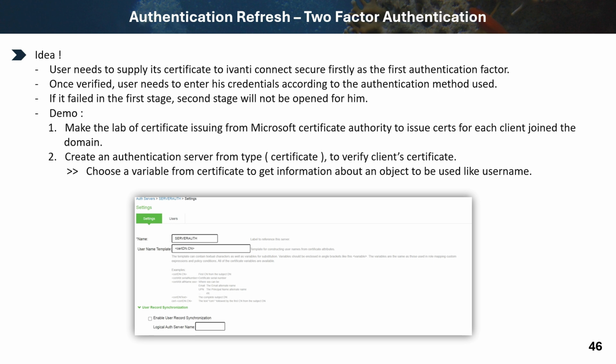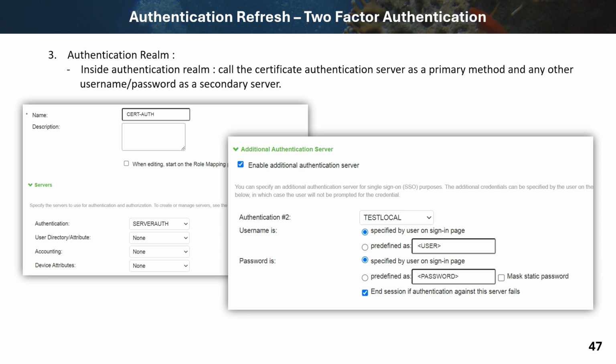Then we need to create an authentication server of type certificate. We have multiple types of authentication servers as we have covered before. One of these authentication servers is called certificate server, and this is used to verify the client certificate. Then under the authentication realm that we used to create, we need to call both of these servers inside this authentication realm, and to choose authentication method number one to be the certificate authentication server, and to enable additional authentication server, and in this method we can choose test local, local DB, and so forth.